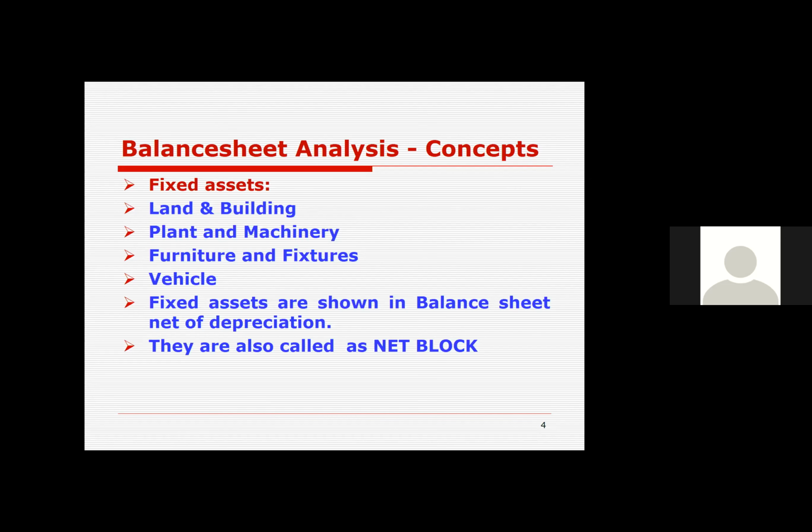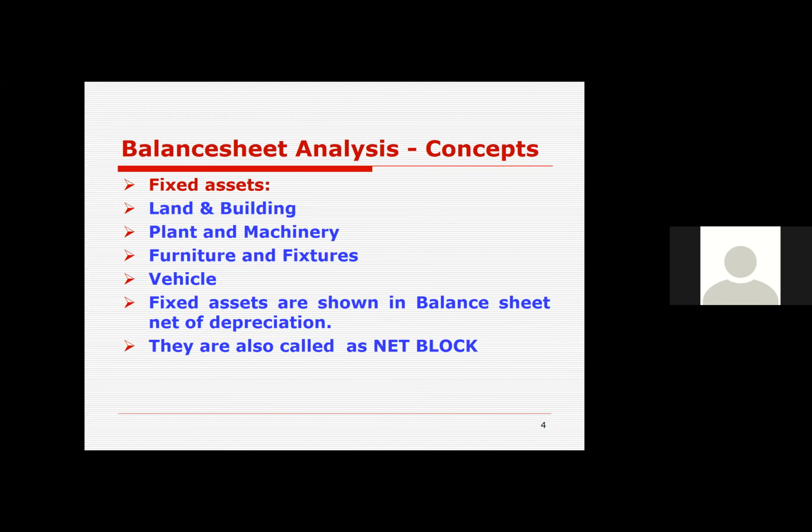So the fixed asset shown in the balance sheet is also called net block. So there are gross block and net block. Gross block means the value of the original purchase price of the fixed assets. So whatever the depreciation, every year there should be a depreciation. There are two types of depreciation, straight line method and written down method.